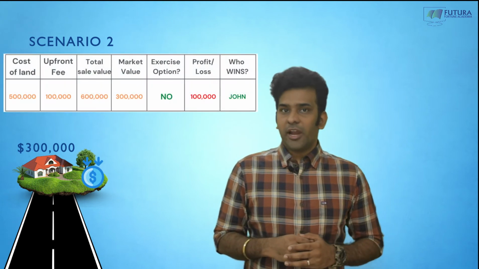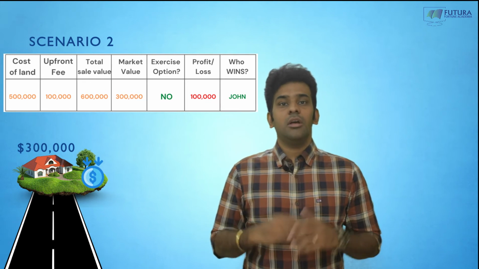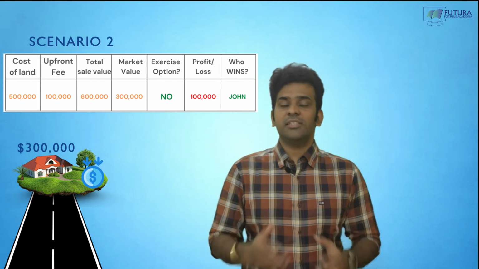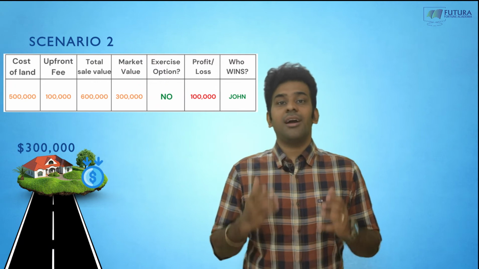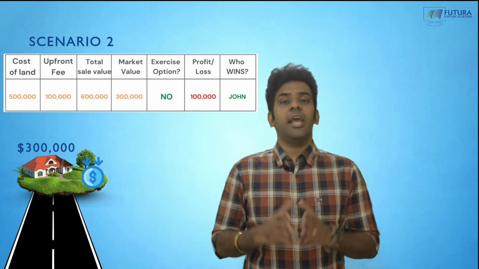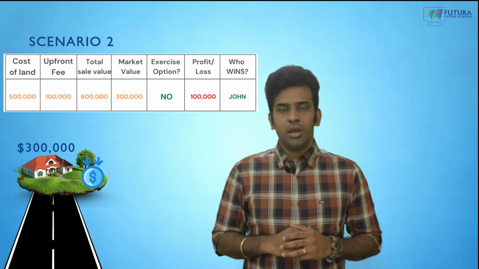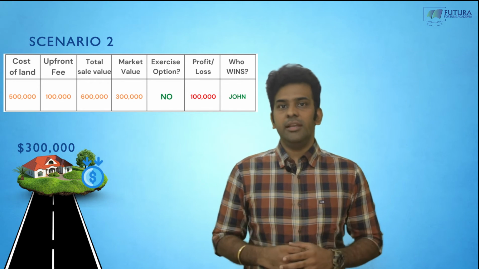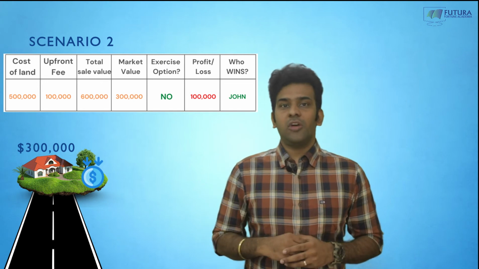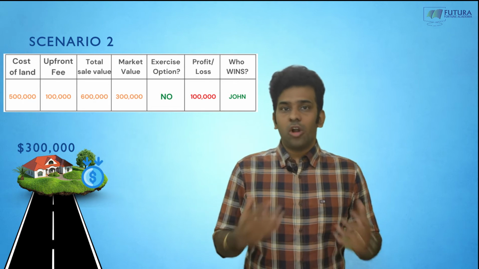Why? Because if he wants to buy the land, he has to pay a price of $500,000 and he has already paid an upfront fee of $100,000. So his total cost is $600,000. However, the current market value of the land is just $300,000, which means he will end up getting a loss of $300,000. However, if he walks off this deal, he just needs to pay $100,000 of the upfront fee to John, which he has already paid.